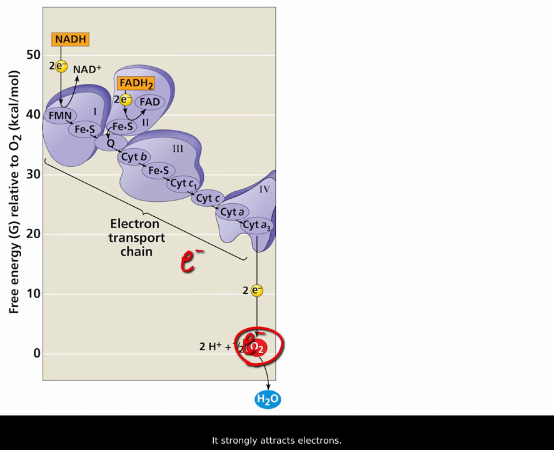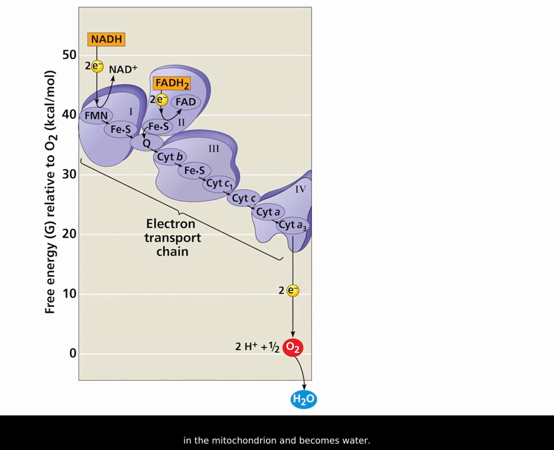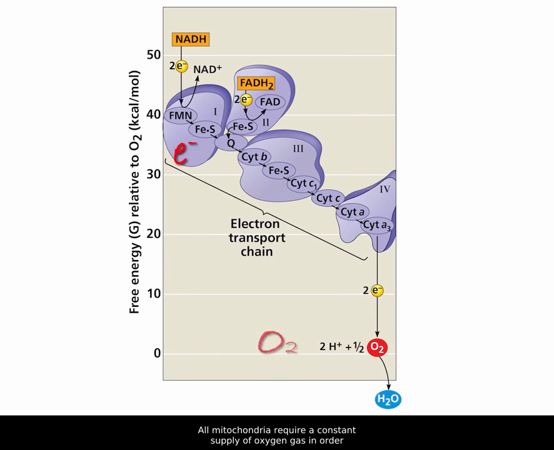It strongly attracts electrons. Once oxygen has gained 2 electrons, it picks up 2 protons from the solution in the mitochondrion and becomes water. All mitochondria require a constant supply of oxygen gas in order to keep their electron transport chains moving along.